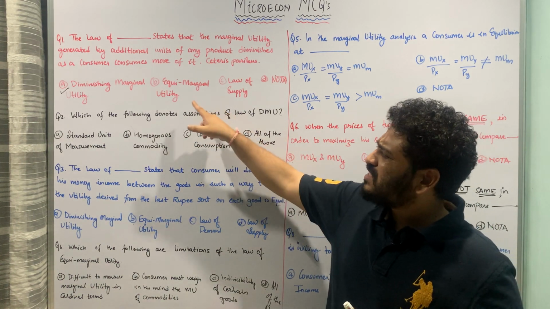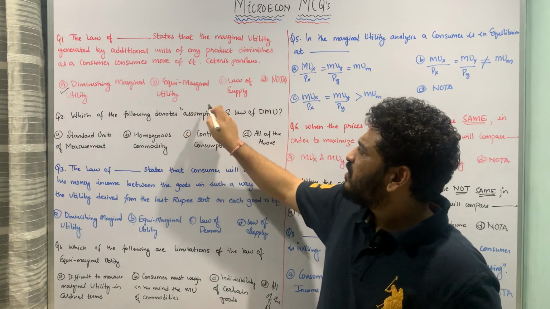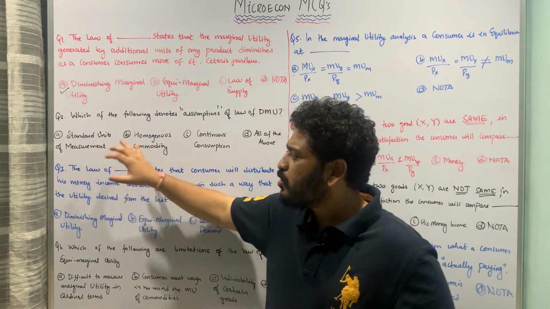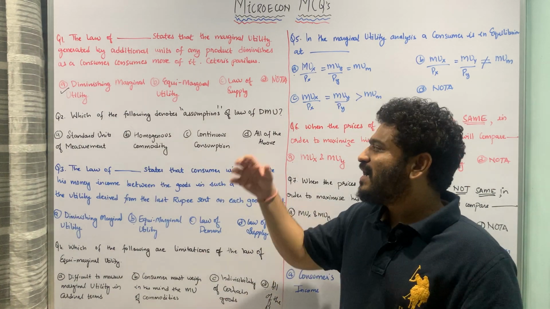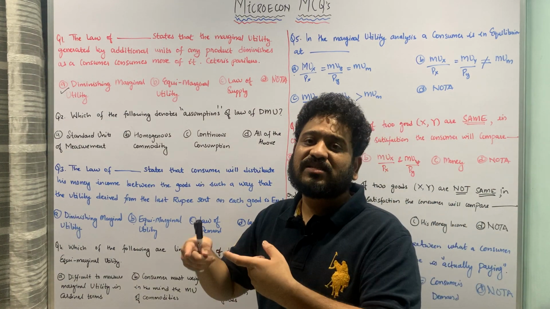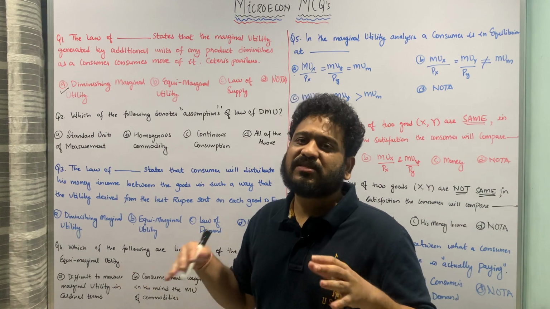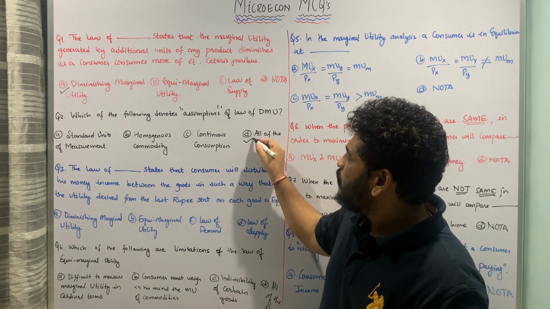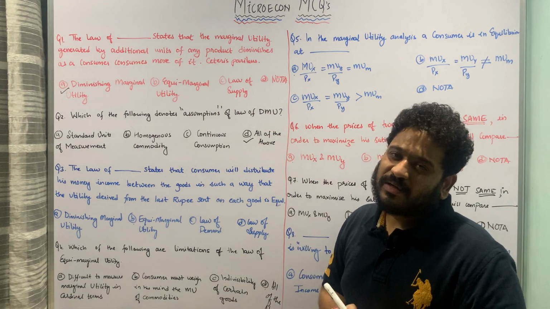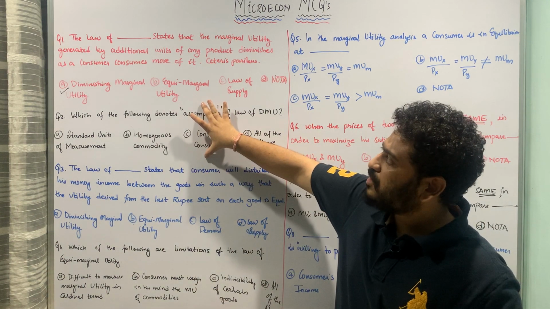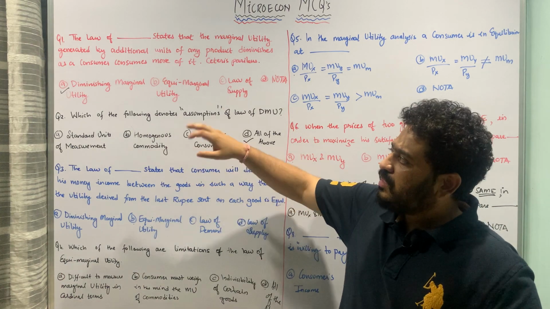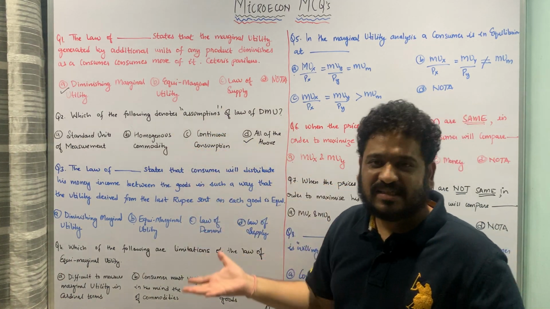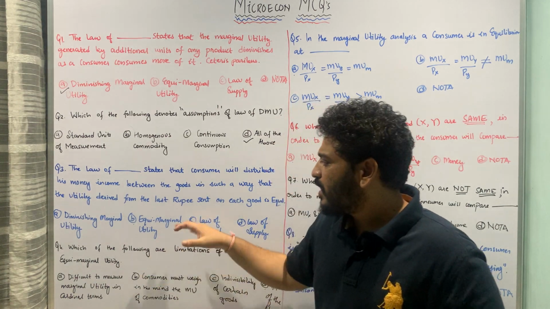So these are all the assumptions of the law of diminishing marginal utility. That means standard units of measurement, homogeneity of that particular commodity, as well as continuous consumption, meaning there shouldn't be a time lag between successive consumptions. Therefore option D, all of the above, is the correct answer to this particular question. I hope the question is pretty much clear with respect to the law of diminishing marginal utility. Let us now move to the next statement of a particular law and look at it.